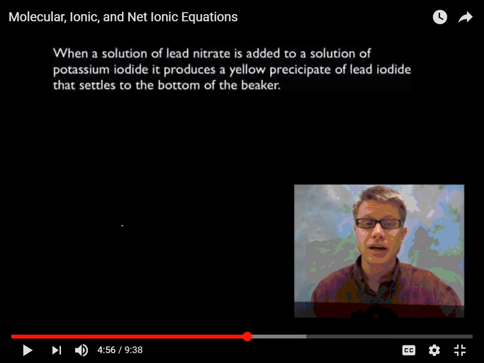Okay, so he means lead 2 nitrate, break down lead 2 nitrate, and potassium iodide. Those are reacting, sorry, I know it's dim in here. And they produce lead 2 iodide. And then what else does it make? The yellow precipitate is lead 2 iodide and potassium nitrate. Lead iodide settles to the bottom.